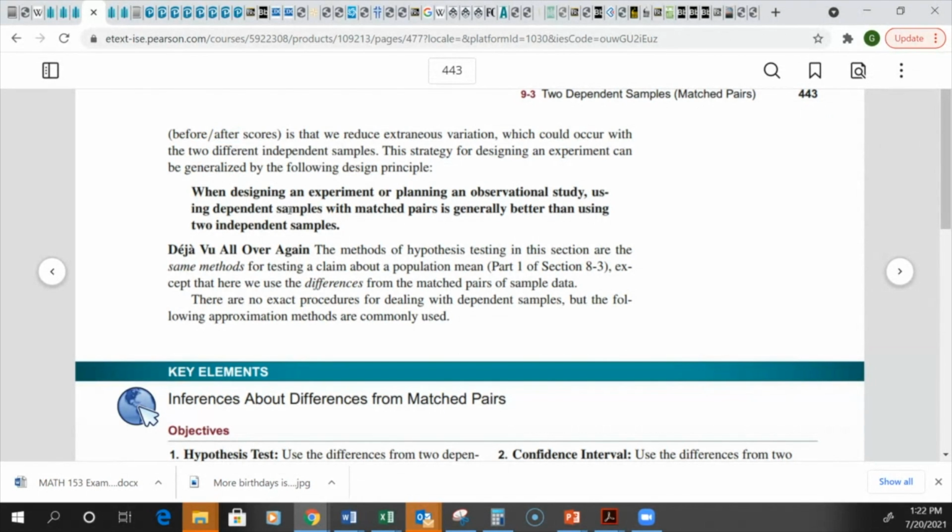So there's more thought here than Triola in the book is saying. But in general, and this bold-faced statement is good, when designing an experiment or planning an observational study, matched pairs is generally better than two independent samples. And that's the big argument that Fisher and Gossett were having. Fisher actually believed two independent random samples was better. And most statisticians nowadays say, no, matched pairs is better. That was the side that Gossett took.